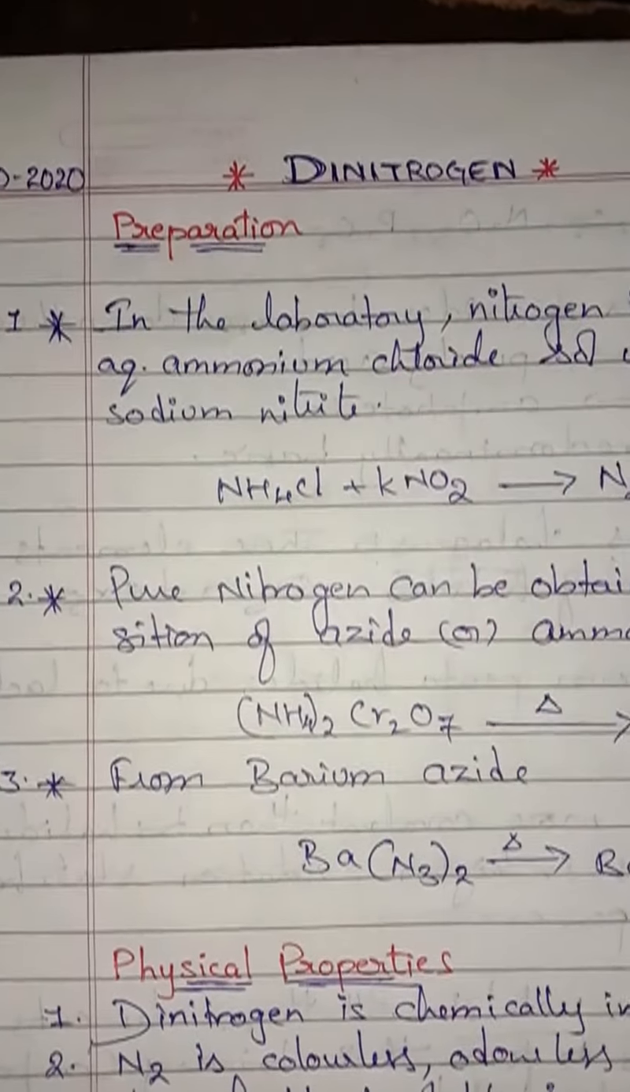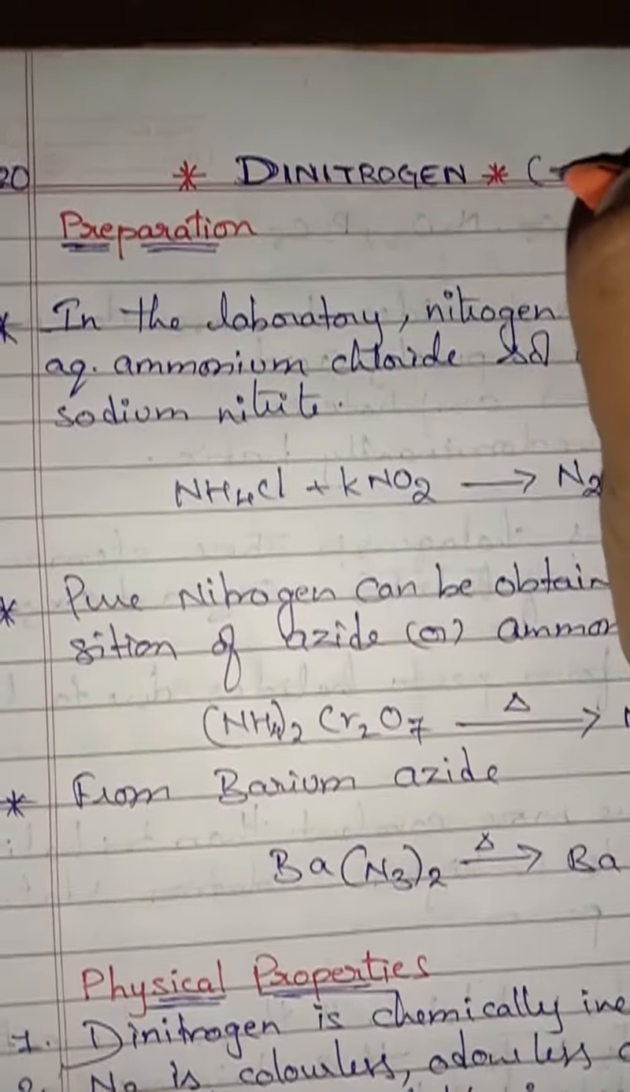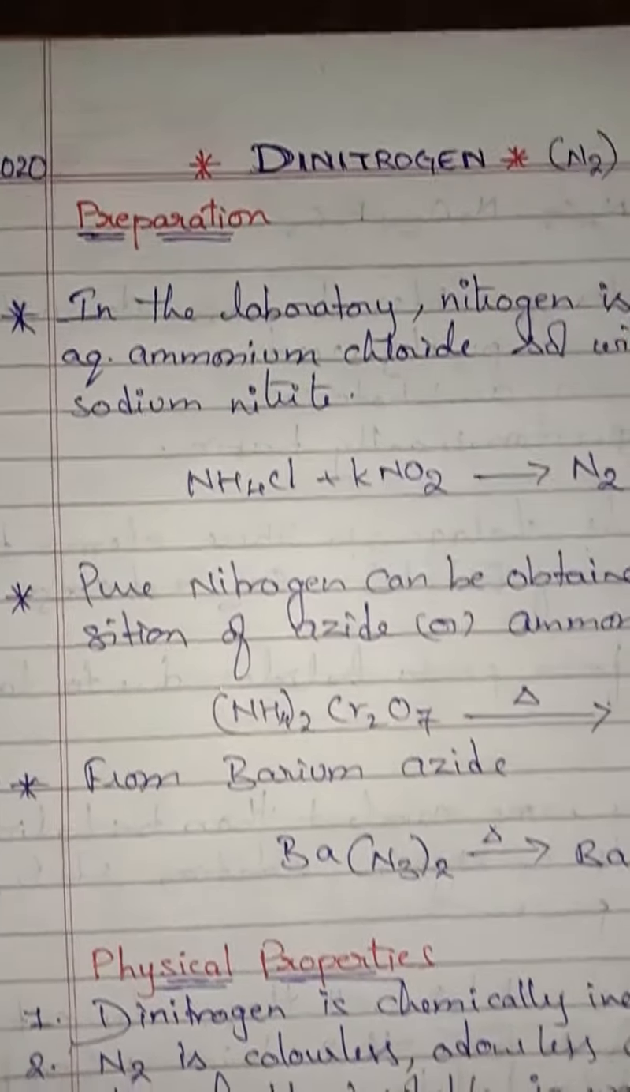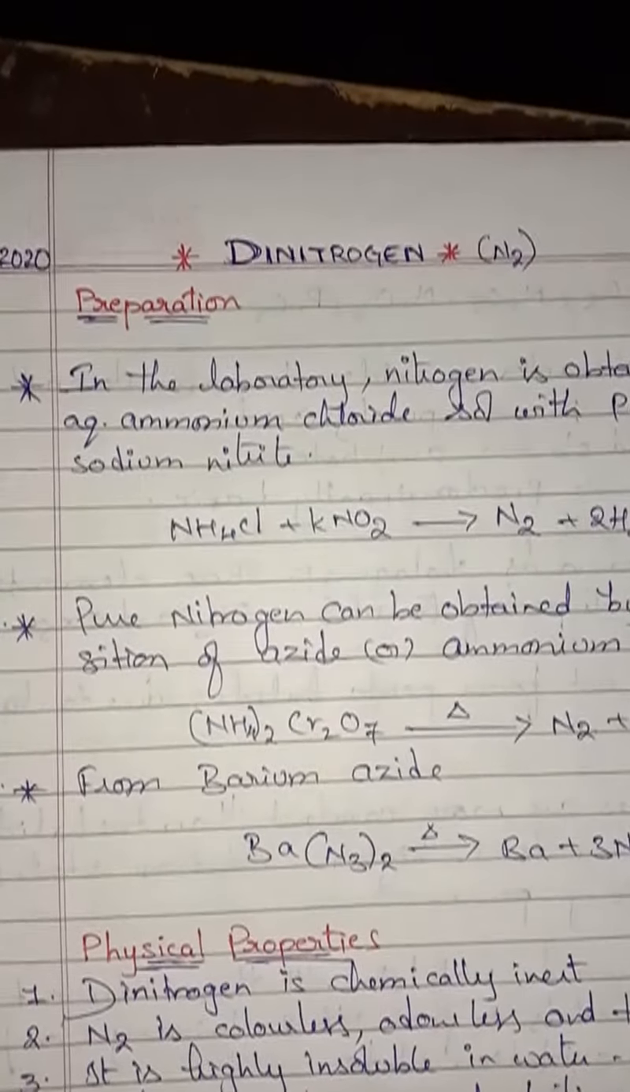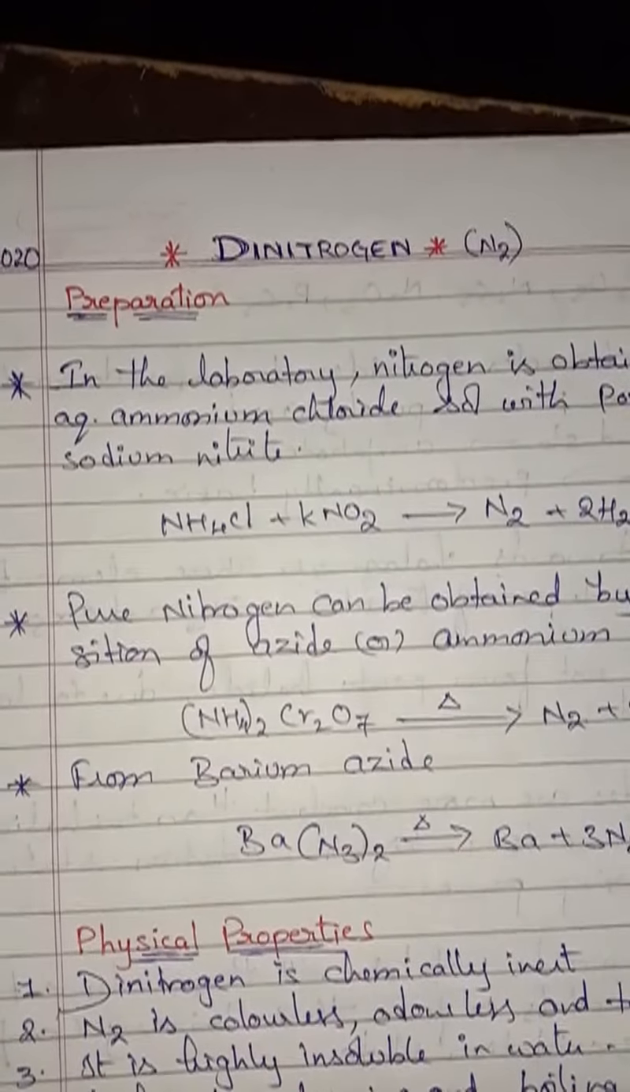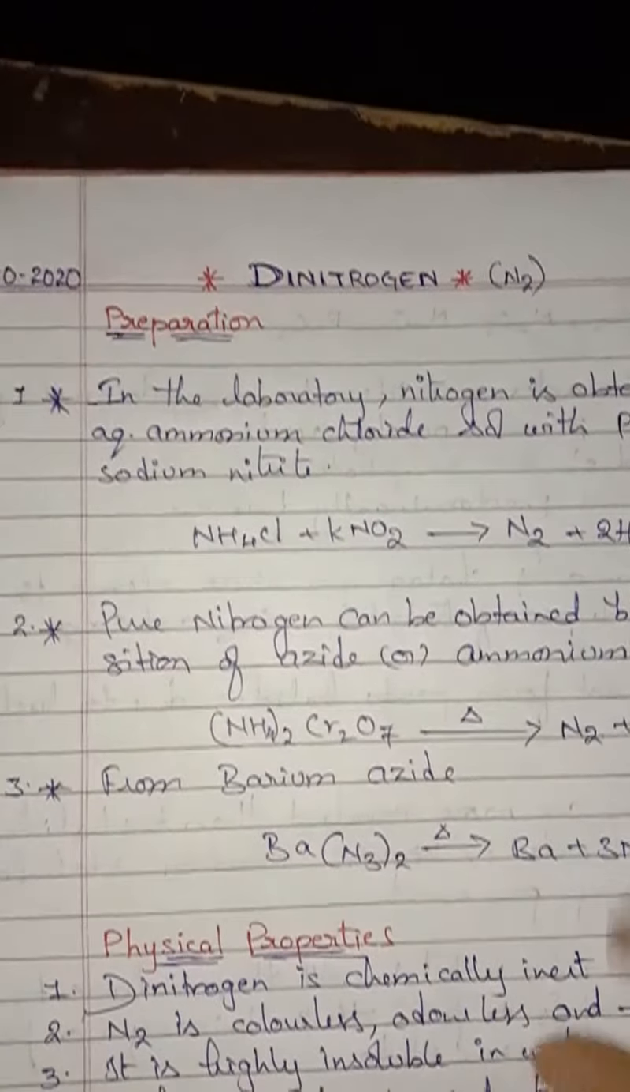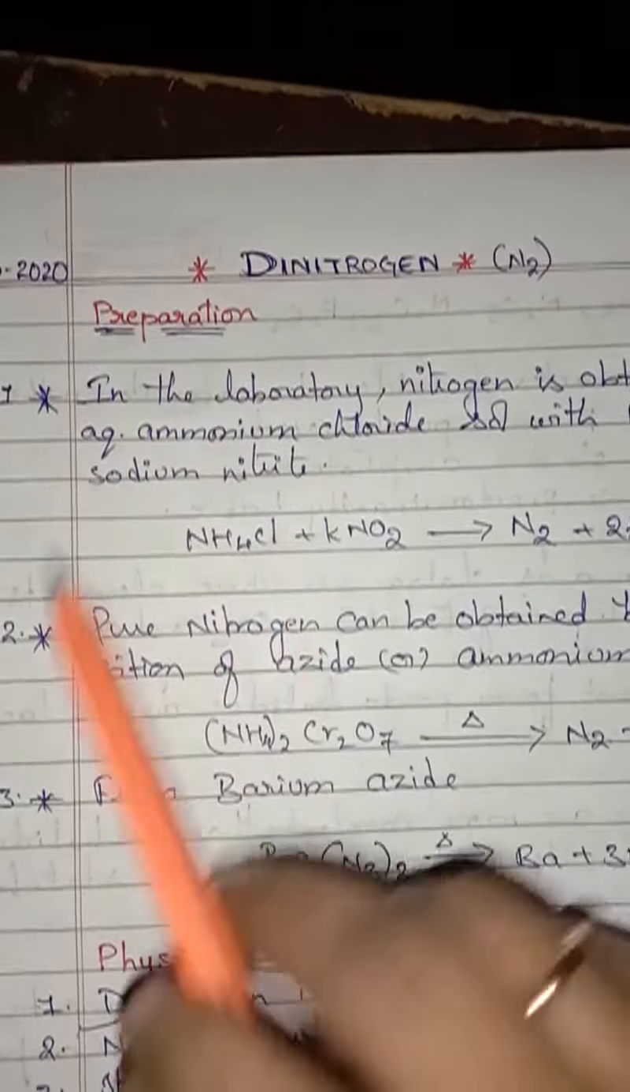What is the formula of dinitrogen, children? It is nothing but N2. Two atoms of nitrogen get together with their triple bond. So how is it prepared in the laboratory and in nature, how are we going to get it? We are going to deal with it today. First we see the preparation of dinitrogen.